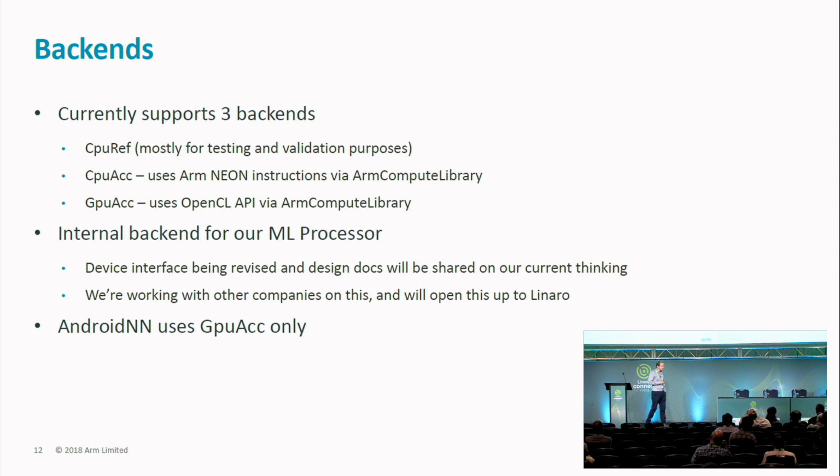And then, as I mentioned earlier, the deployment for Android NN currently targets the GPU acceleration only. This is because, as I said earlier, we've worked with Google to optimize these routines. So the CPU path goes through the standard TensorFlow Lite route, and then the GPU is accelerated through the Arm NN interface, through the Android HAL.